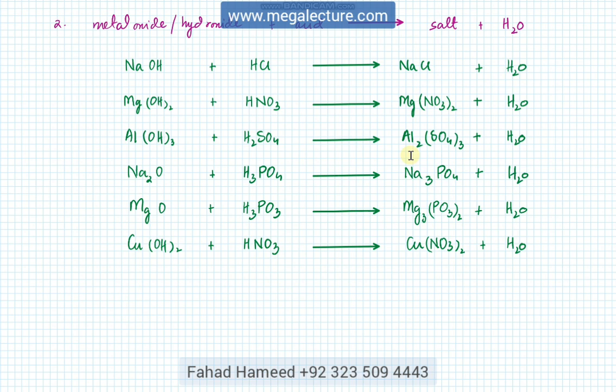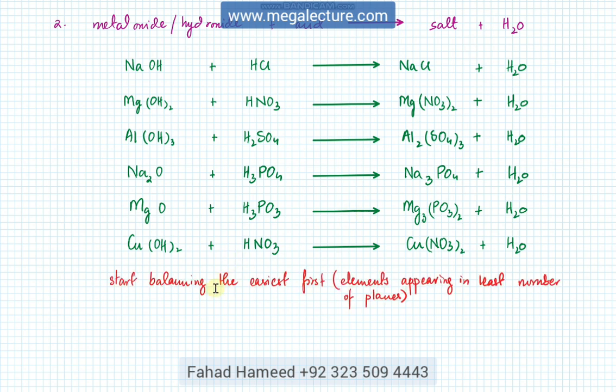So remember, one trick about balancing complicated equations is you have to make the number of elements equal on both sides. But one rule that you should follow is to start with balancing the easiest first. These are elements that appear in the least number of places. For example, the first equation is already balanced, so we're going to ignore it. There are two hydrogens. Everything is balanced in the first equation. We're going to focus on the second equation.